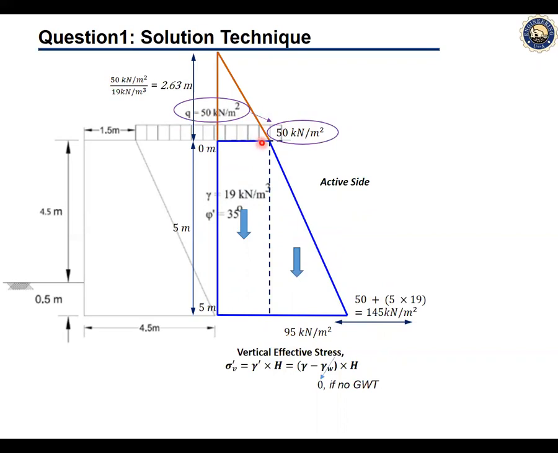We can subdivide this vertical effective stress diagram into two parts for ease of calculation. This is on the active side. As you can see, the generalized formula for the vertical effective stress includes gamma w, but as in the question we do not have any groundwater table, GWT, we can consider this as 0.